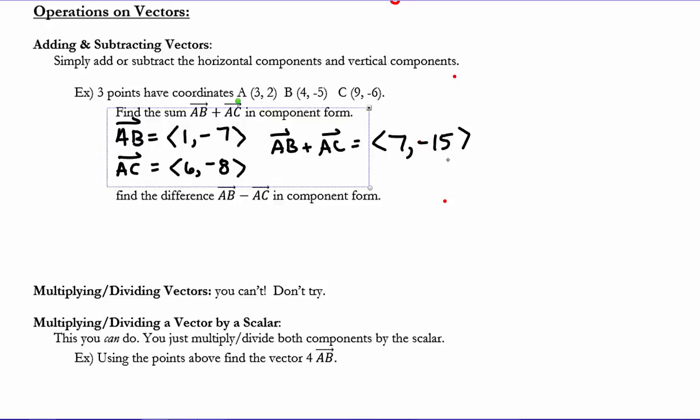That's it. And if you want to subtract, same thing. You just subtract the components. So AB minus AC is going to be 1 minus 6 is negative 5. Negative 7 minus negative 8 is 1. And there's the difference.